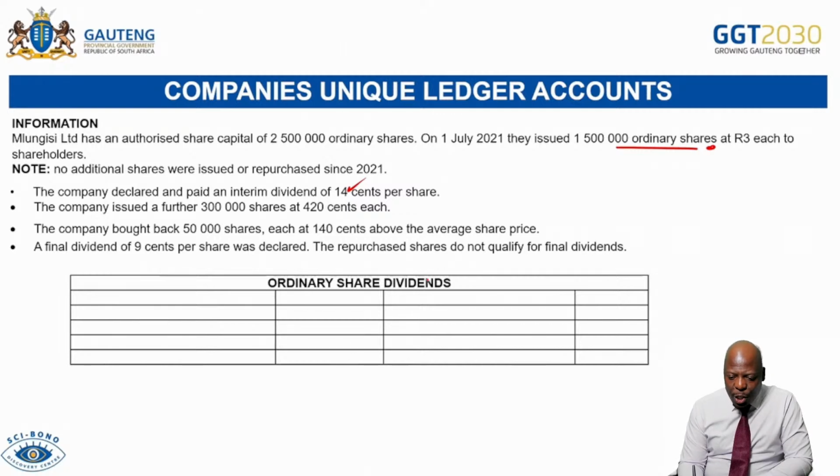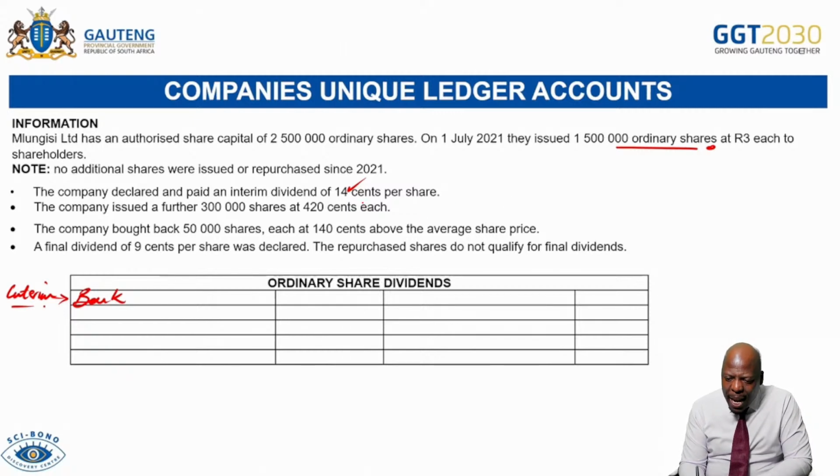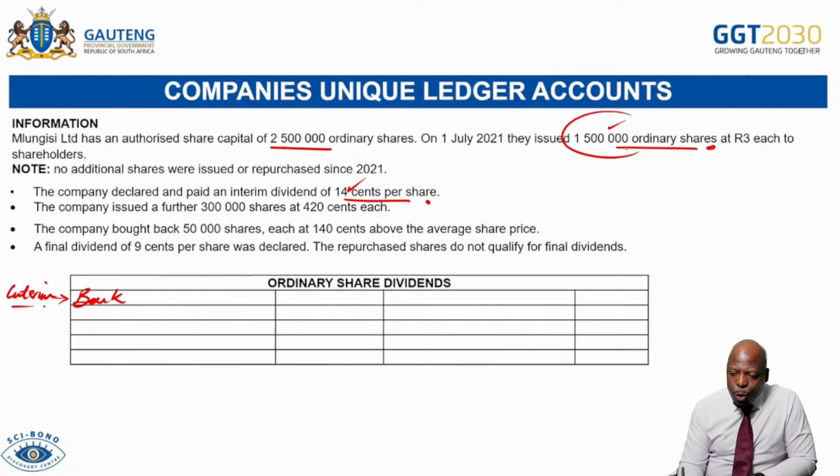Now, on my ordinary share dividends, on the debit side, I'm going to say bank. This has to do with my interim dividends. My interim dividends have been paid, hence I'll say bank. And now, we paid 14 cents per share. The question is, how many shares were in issue? Very easy to tell. We're told that there's an authorized share capital of 2.5 million, but that was not what was issued. The company has issued 1.5 million shares.